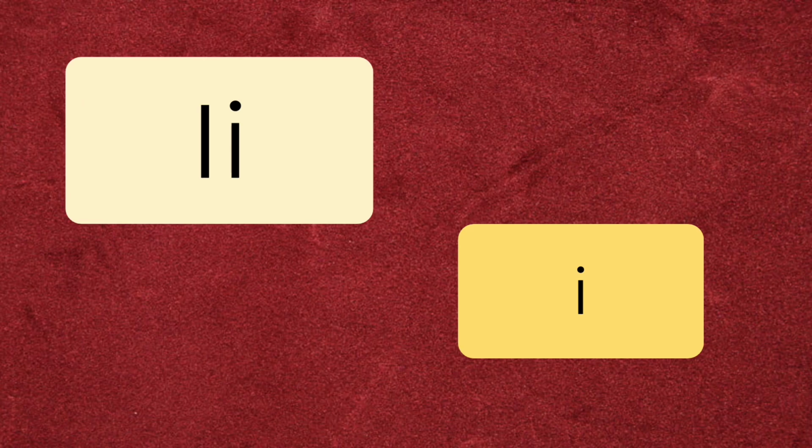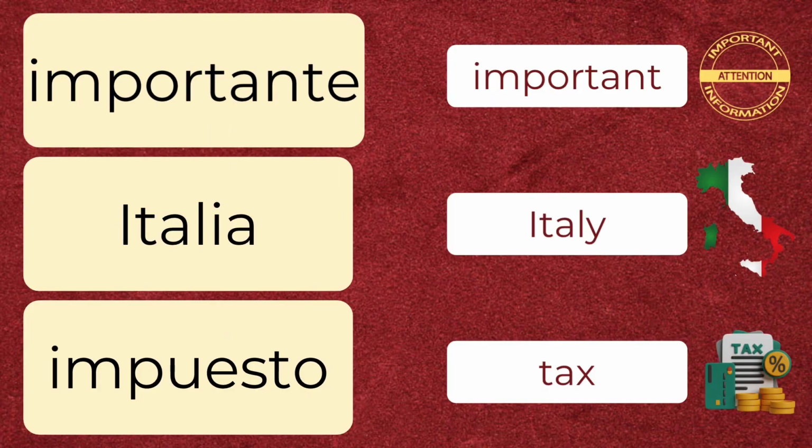Letter I is called E, and it is always pronounced as E. Importante, Italia, impuesto. Always E.